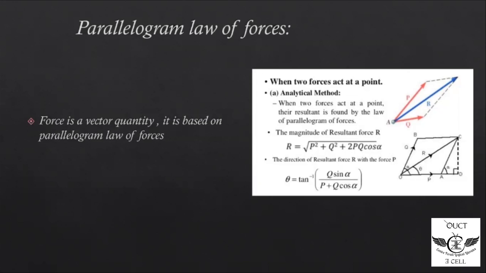The two different forces are P and Q, and the resultant is R, which is the diagonal of the parallelogram. The resultant R is equal to the square root of P squared plus Q squared plus 2PQ cos alpha, where alpha is the angle between P and Q. The direction of the resultant, theta, is tan inverse of Q sin alpha divided by P plus Q cos alpha.